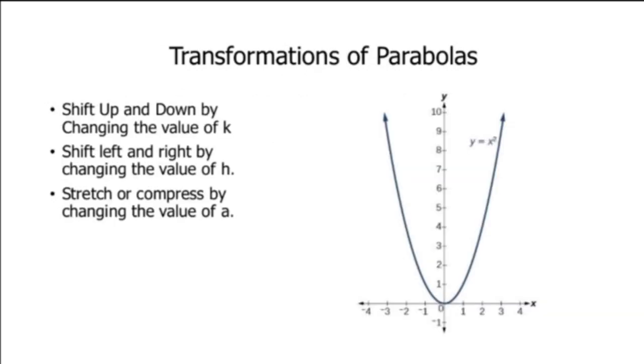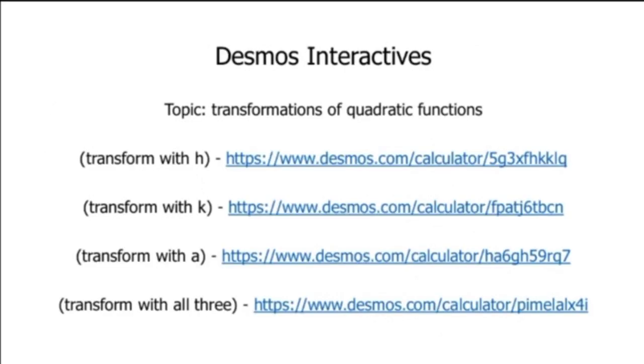After knowing the equations of quadratic functions, let's now discuss the transformations of parabolas. First, shift up and down by changing the value of k. After that, shift left and right by changing the value of h. And the last one, stretch or compress by changing the value of a.